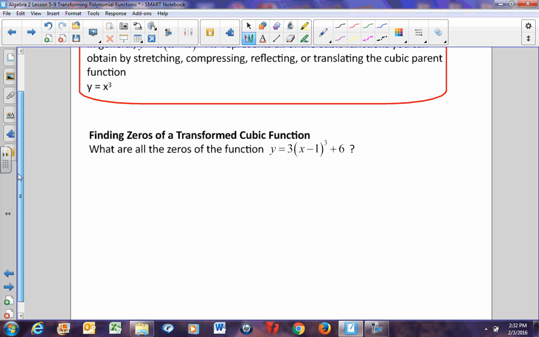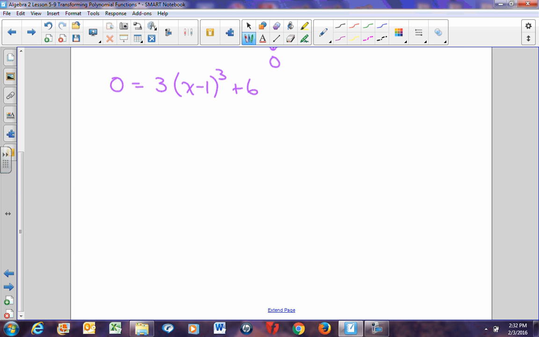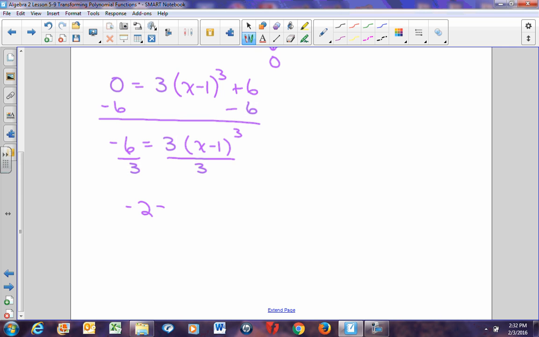If I want to find all the zeros, I'm just going to simply replace y with 0. And then I'm going to solve it for x. So 0 equals 3 parentheses x minus 1 quantity cubed plus 6. Now it's just simply an algebraic equation in which we need to solve for x. So the first thing I'm going to do is subtract 6 from both sides. And now I have -6 equals 3 parentheses x minus 1 quantity cubed. Now I have to get rid of the 3 that we multiplied by the x minus 1, so I'll divide both sides by 3. And I have -2 equals x minus 1 quantity cubed.